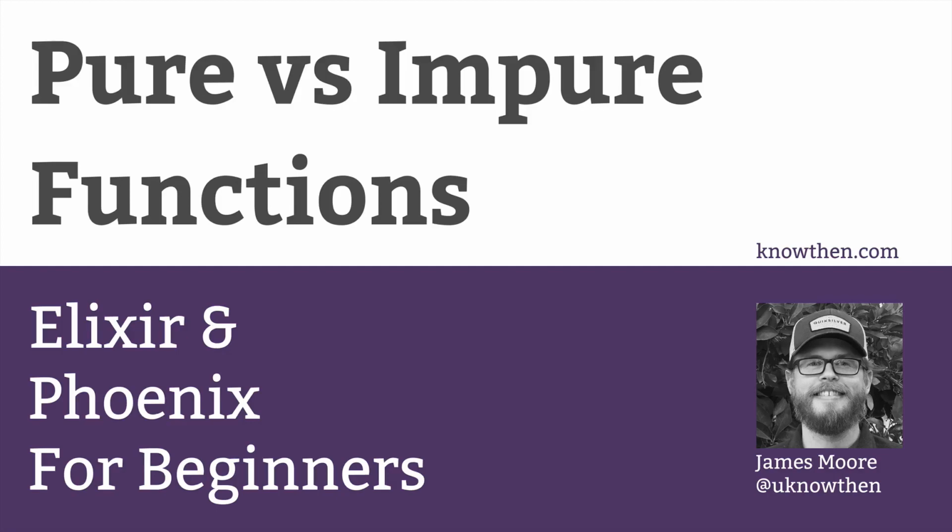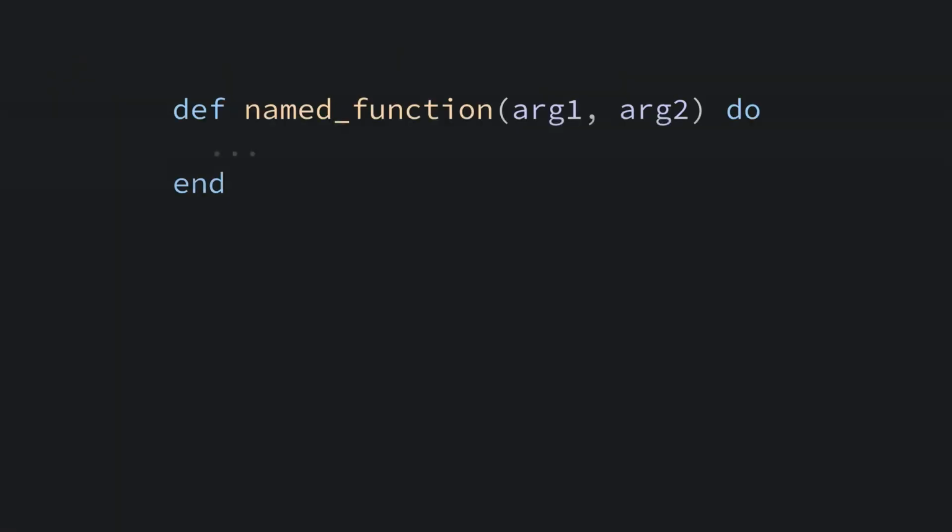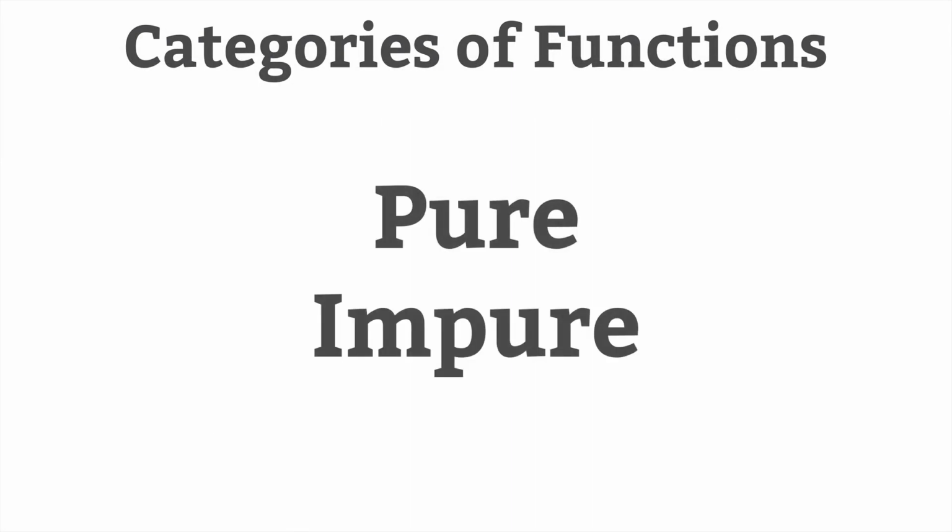At this point in the course, you've seen and written both named functions and anonymous functions, but these aren't the only ways of classifying a function. Functions can also be categorized as either pure or impure. So what does that mean to have a pure or impure function? Well, let's consider what a pure function is first.